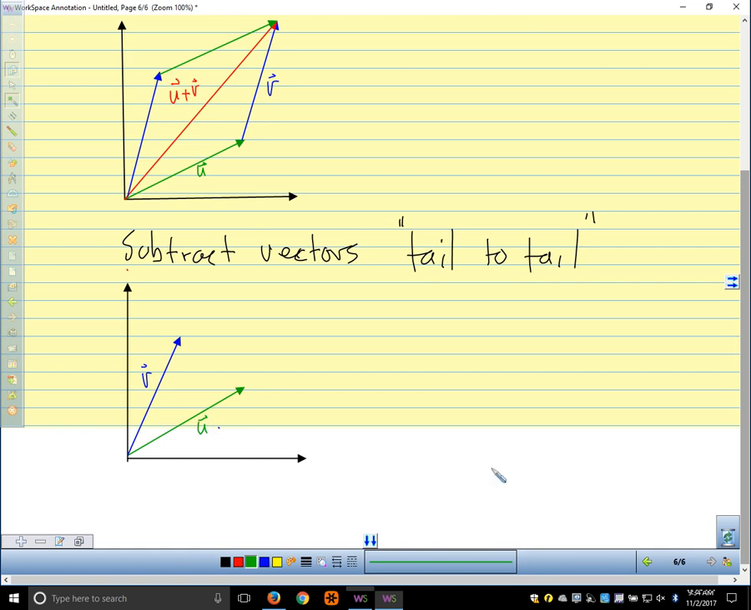And if we want u minus v, what I'm thinking about to do u minus v is, well, I'm going to connect the heads of these two vectors, but I need to get the direction correct. So I'm going to think of minus v as turning that one around. So I'm going to visualize, or you can draw it in if you like, this would be minus v. Turns it around the opposite direction. So the red one is minus v.